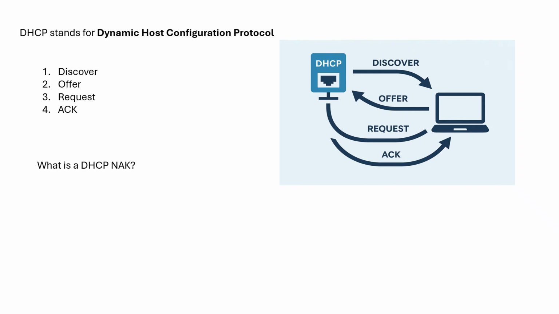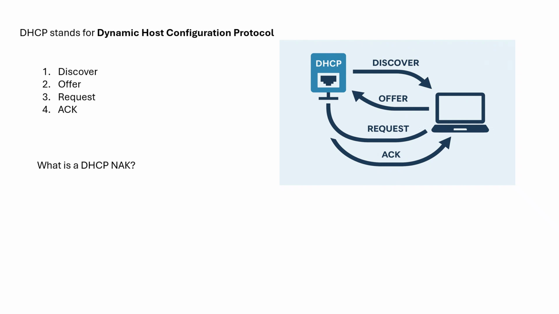D stands for Discover. The client broadcasts, is there any DHCP server out there? Second, Offer. The DHCP server replies, here is an IP you can use. Third is Request. The client says, I want to use this specific IP. Fourth, Acknowledge. The server confirms, this IP is yours.